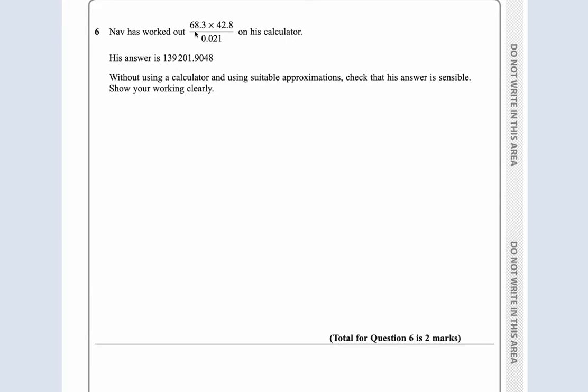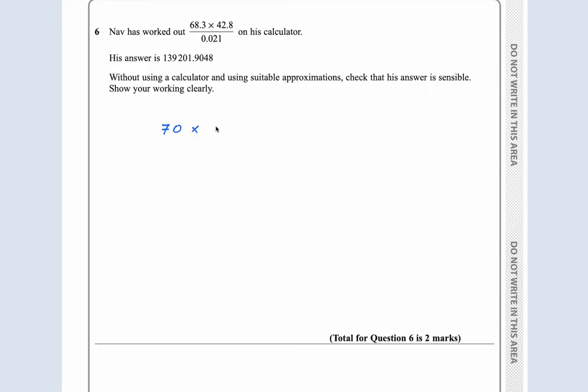Okay, Nav has worked out this on his calculator. His answer is this. Without using a calculator and suitable approximations, check that his answer is sensible. Show your working clearly. Okay. Guys, generally, when they ask these types of questions, they want you to round to one significant figure. Otherwise, without a calculator, it would just be too difficult. So we're going to round this to one significant figure. 68.3 to one significant figure is 70.